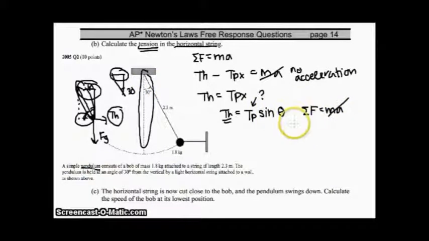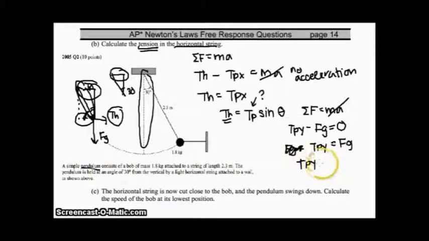So I'm going to use the forces equation again. And since tension is going up and the force of gravity is going down, it's tension Py minus force of gravity, and that equals 0 since it's not accelerating. And then we're going to set these two parts equal to each other. Force of gravity, okay, tension Py is going to equal mass times acceleration of gravity. And then tension Py is Tp cosine theta, since it is adjacent to the angle.